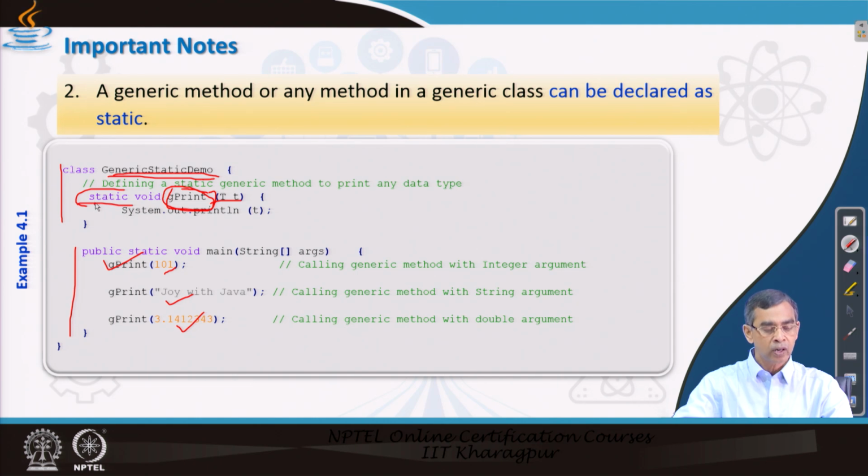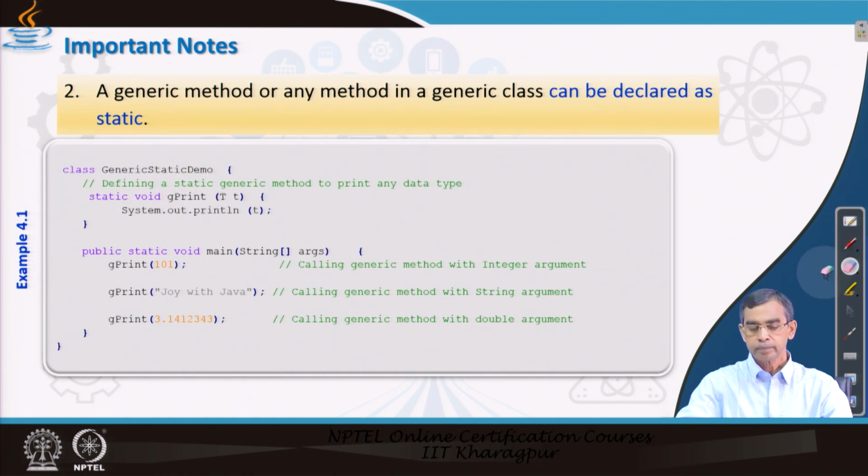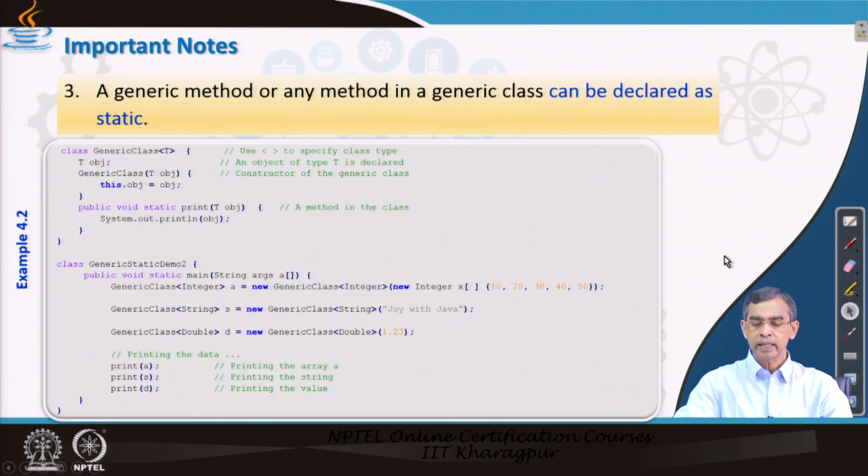If you make it non-static, then we have to first create an object, say x, of the generic class, then x dot gprint 101, it could be. But here, as we made the declaration static, we have the benefit that without creating an object, the method can be called as it is static. And another thing is that a method also can be overloaded.